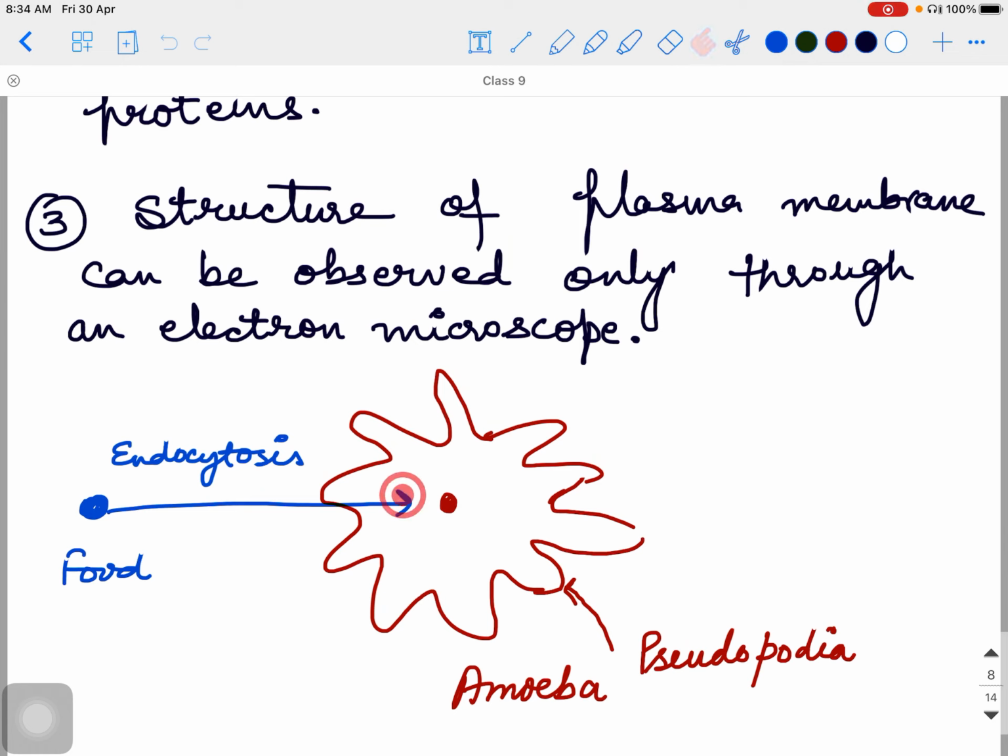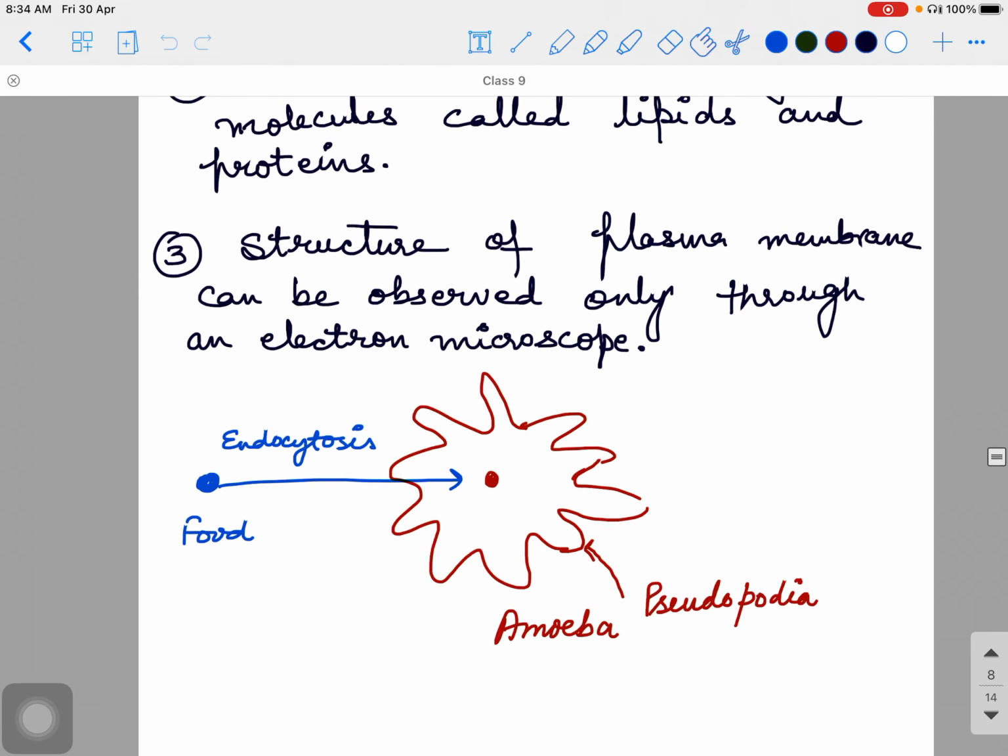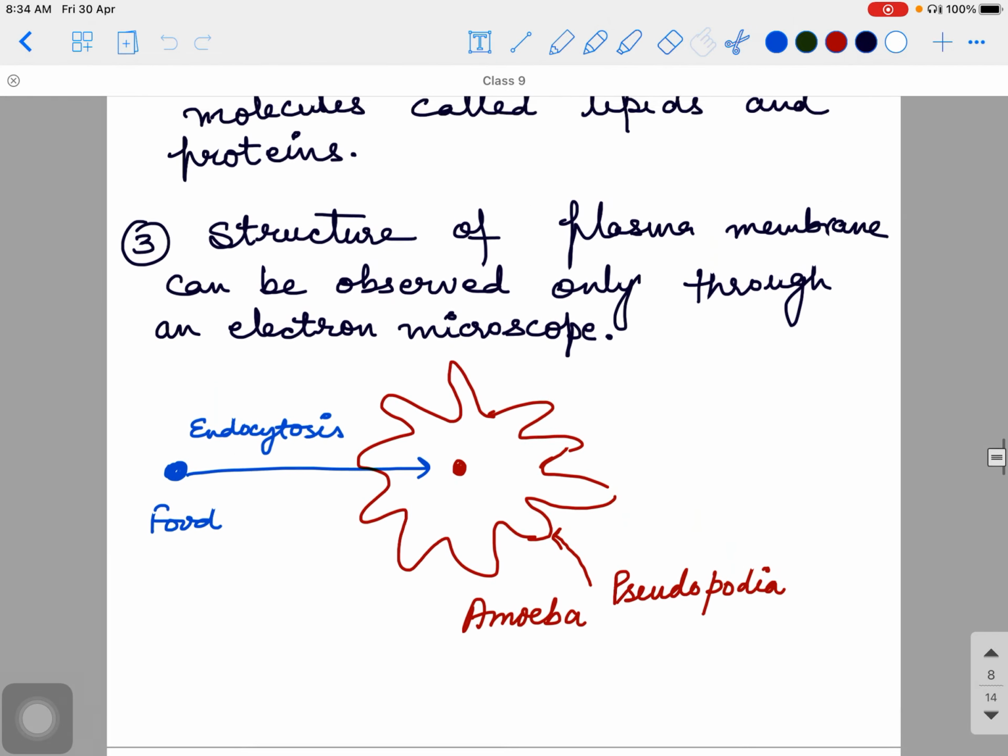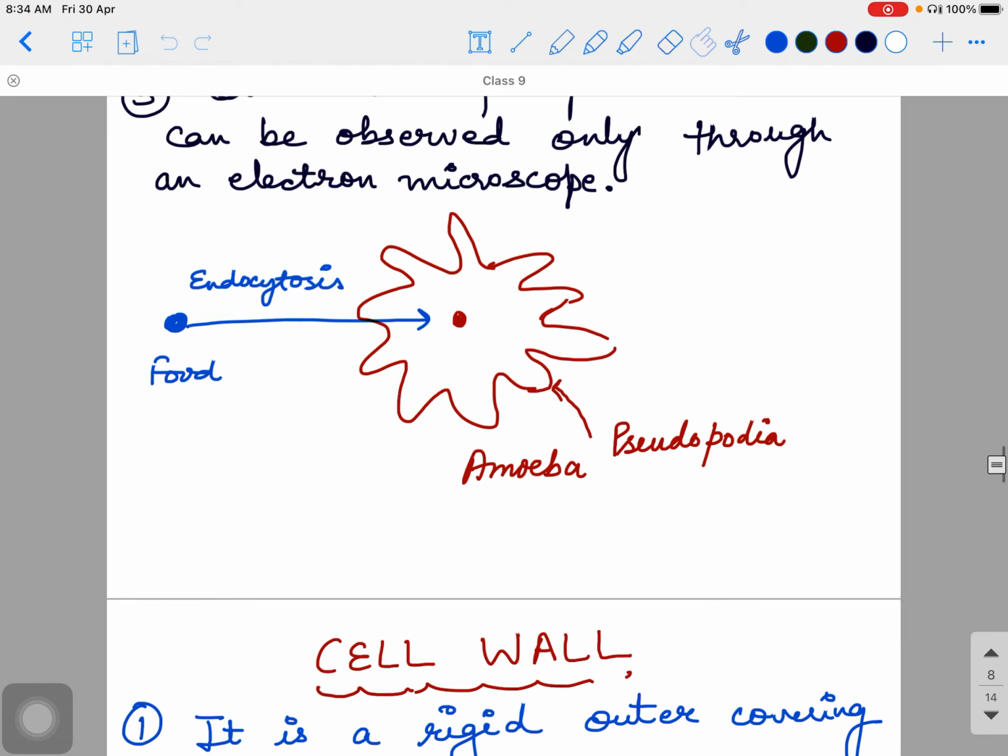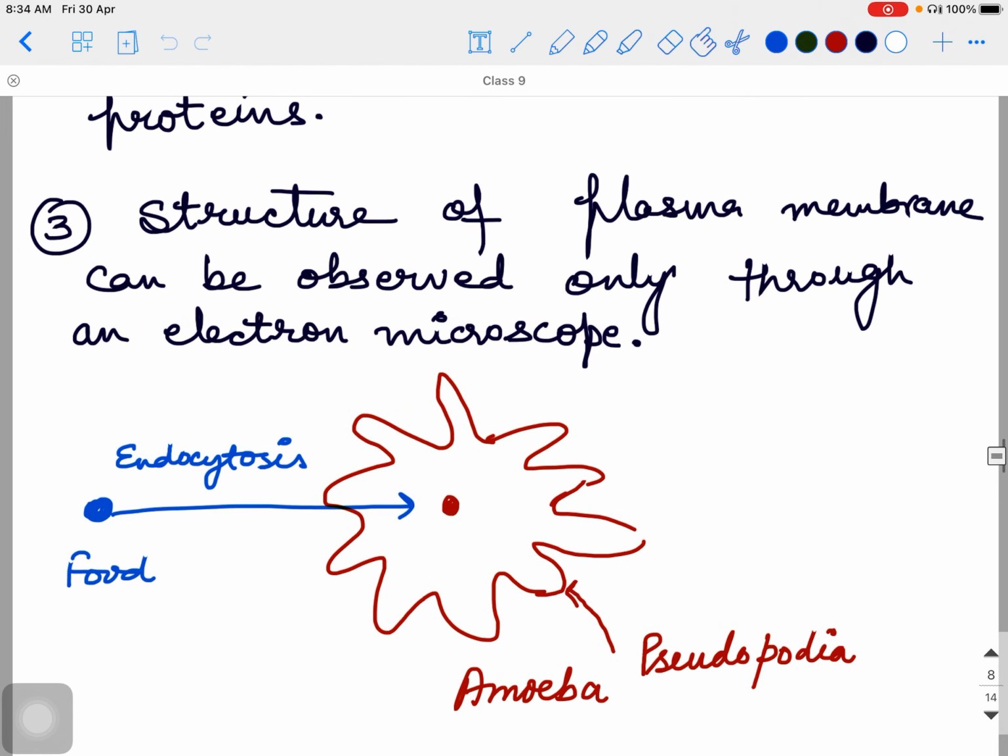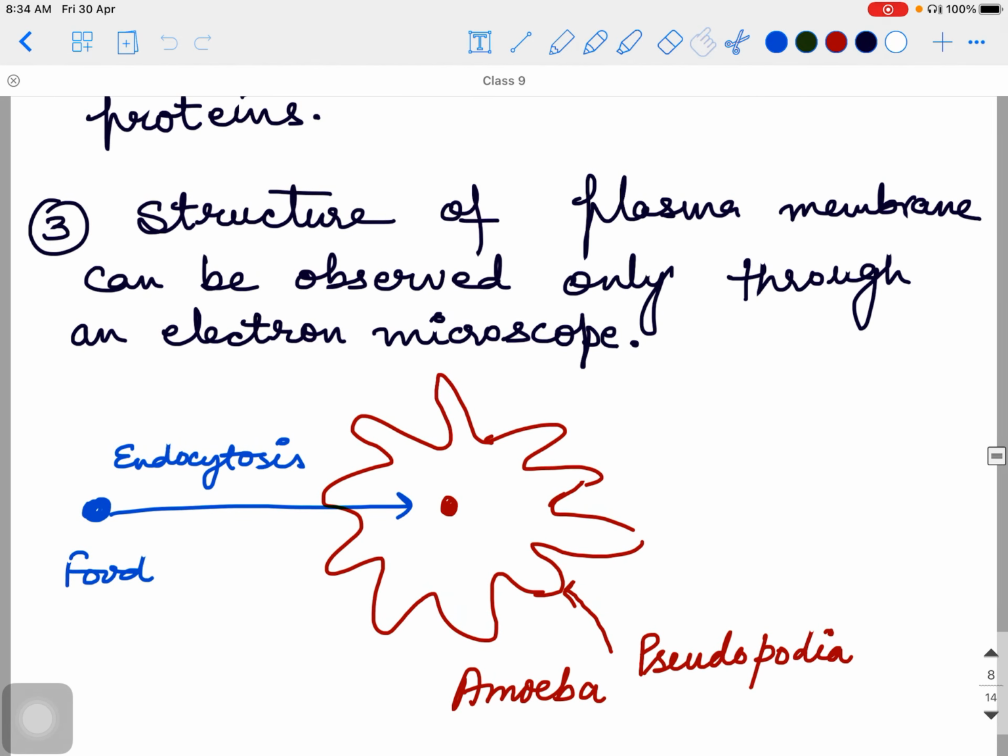When any substance enters inside the cell, this process is known as endocytosis, and this is done with the help of plasma membrane. So with this we cover our topic of plasma membrane, and in the next video we will talk about cell wall. So this much related to plasma membrane.